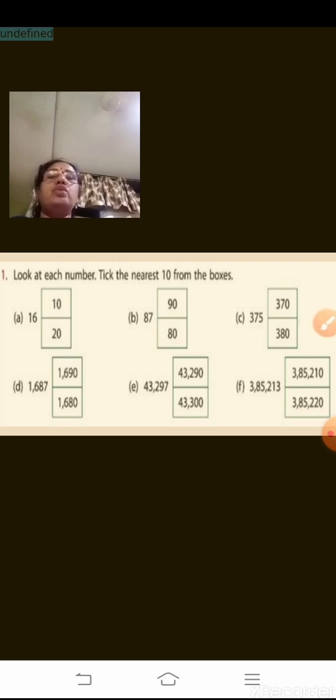Okay, so have you understood this? That is, when you are rounding off a number to the nearest 10, see the number by which it is followed. If it is followed by 5, 6, 7, 8 or 9, then you will add 1 to the number in the tens place, and in the ones place you will put a 0. But if it is followed by the number 0, 1, 2, 3 or 4, you will keep the number as it is. You will not add 1 to the number in the tens place.